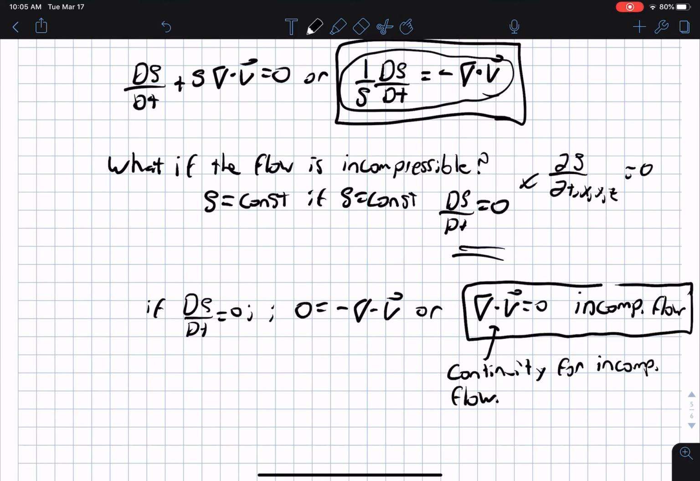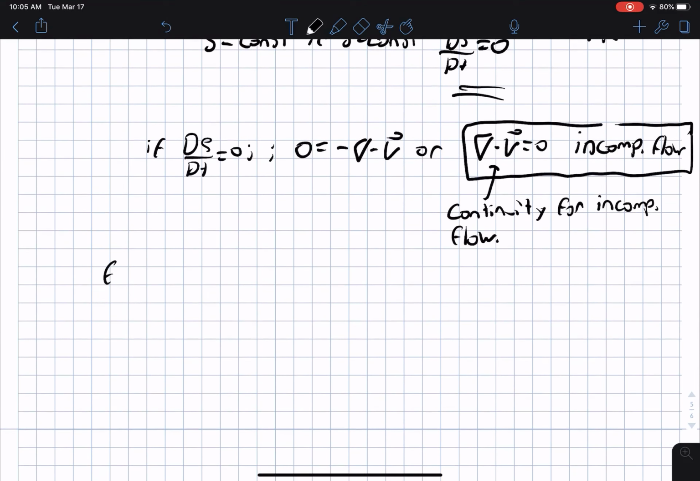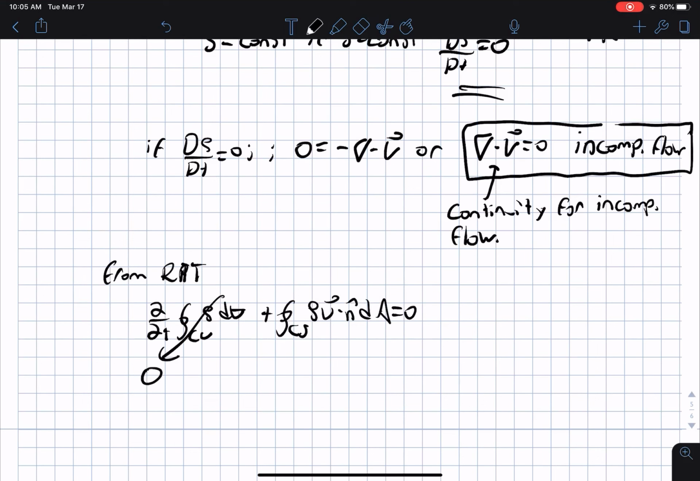Okay, and also, this is entirely consistent with our RTT. If we use from RTT, where we assume the density was constant, we had partial t of the integral of rho dV, plus the surface integral of rho v dot n hat dA is equal to 0. Well, the first term is equal to 0 because density is constant, and we can cross that out. So this implies that the surface integral of v dot n hat dA is equal to 0.